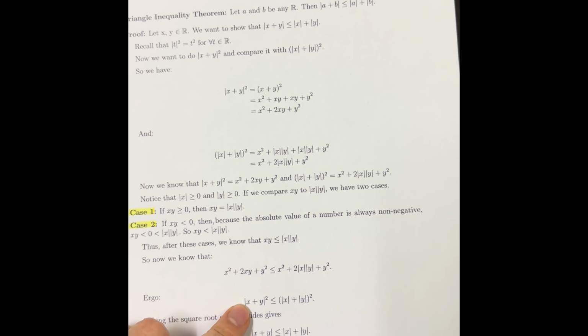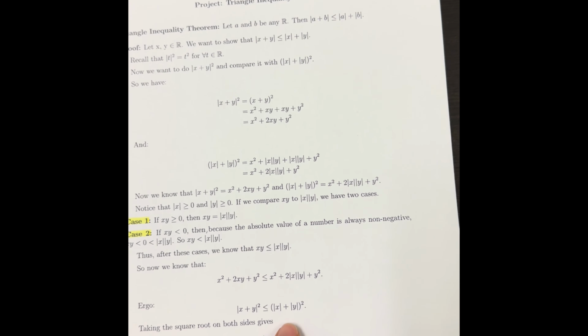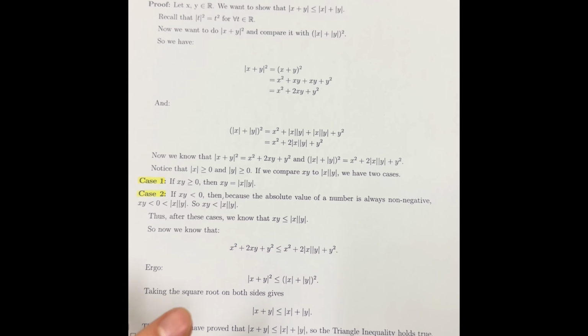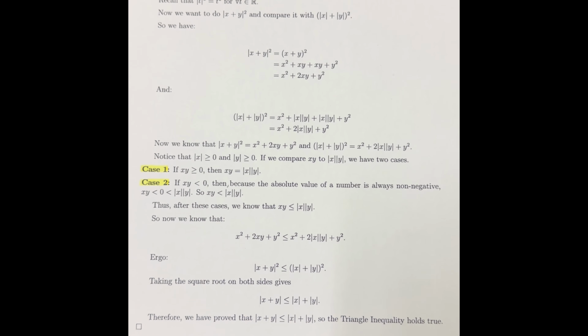Afterwards, I go back to the expanded inequality: the absolute value of x plus y, squared, is less than or equal to the absolute value of x plus the absolute value of y, all squared. And remember that this is the same as this, as we demonstrated earlier when we did the algebra. And this is the same as this right here, remember? And then we can break these down to the absolute value of x plus y is less than or equal to the absolute value of x plus the absolute value of y, which proves the triangle inequality.